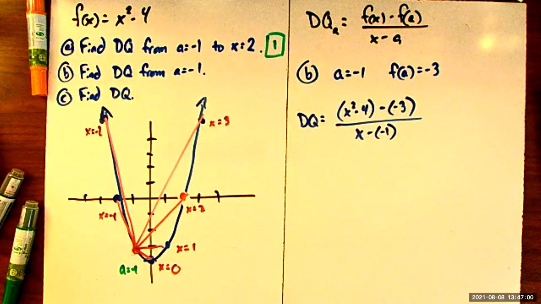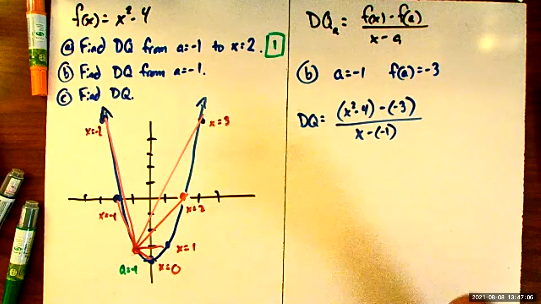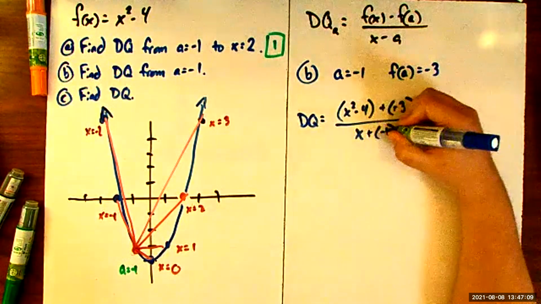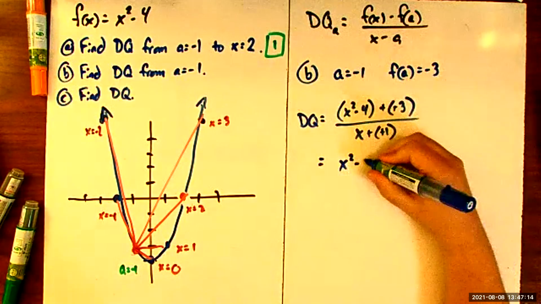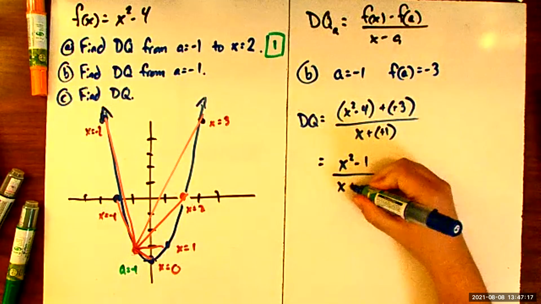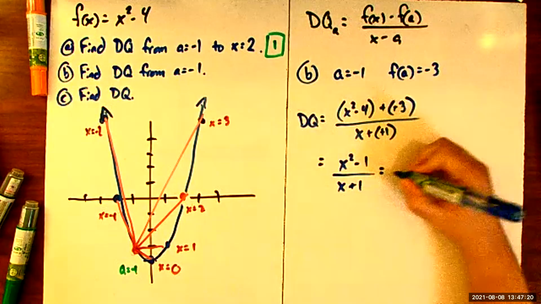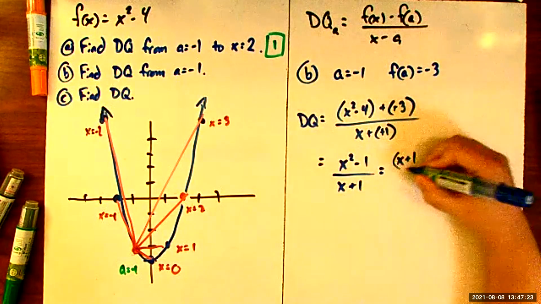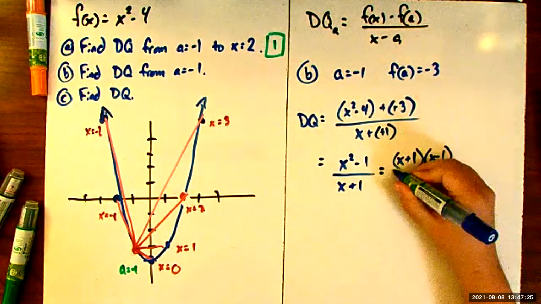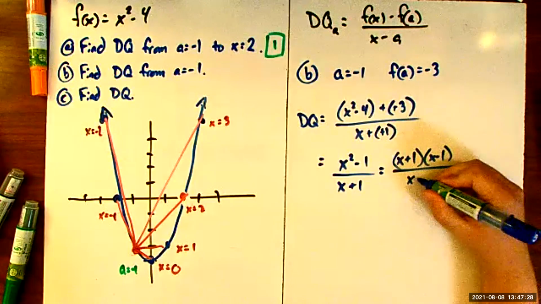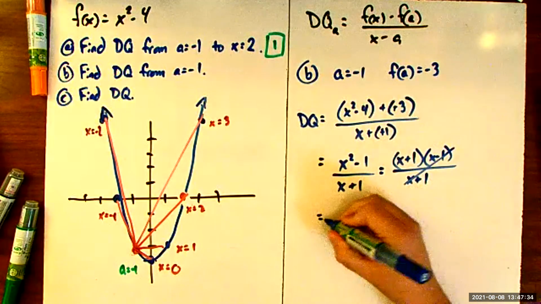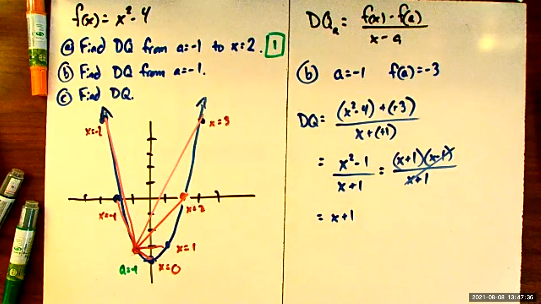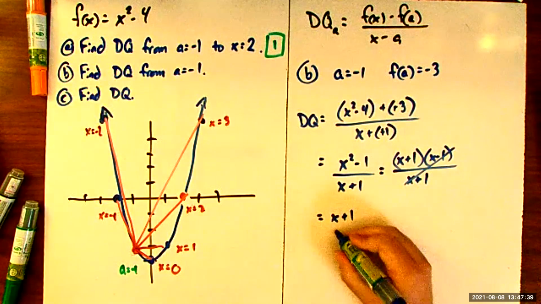Now, this is a good start, but we definitely want to try and simplify this. And so let's see if we can simplify this a bit. Plus, plus, plus, plus. We get x squared minus 1 over x plus 1. And sure enough, that numerator can factor: x plus 1, x minus 1, and that's going to be over an x plus 1. And then we can even cancel those, and we end up getting x plus 1 out of this.